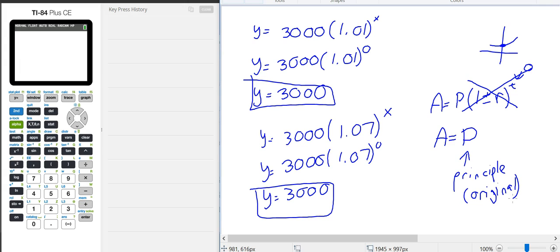For example, if you have money in a bank, the y-intercept is the original amount of money in the bank. If you have bacteria in a dish, p, the principal amount, is the y-intercept, the original amount of bacteria on the dish.